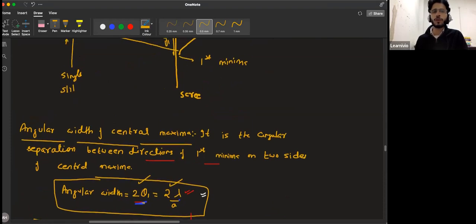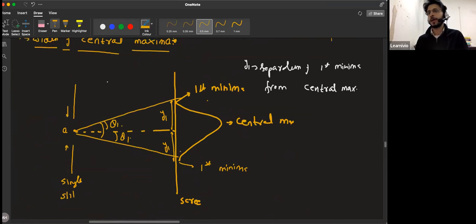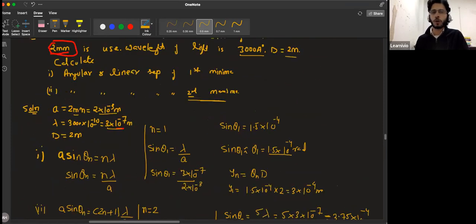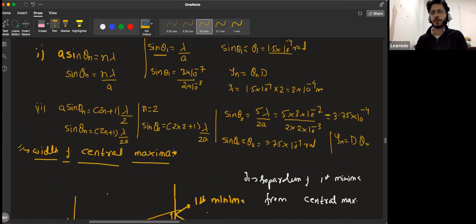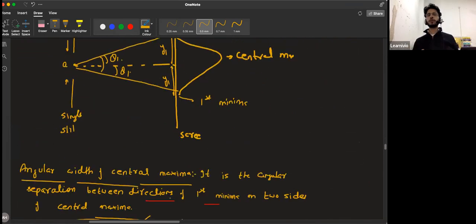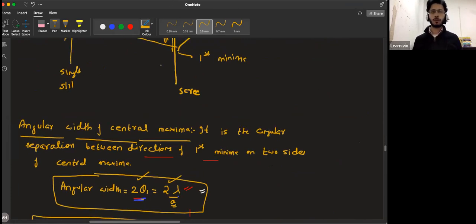We know that for minima, we have calculated here also. For the first minima, sine theta 1 is lambda by a. If your angle is small, you can write theta 1 is lambda by a. So it will be just twice of lambda by a. For the linear width, what we will do? Arpit, this is the angular width of central maxima. What will you do to calculate the linear width?